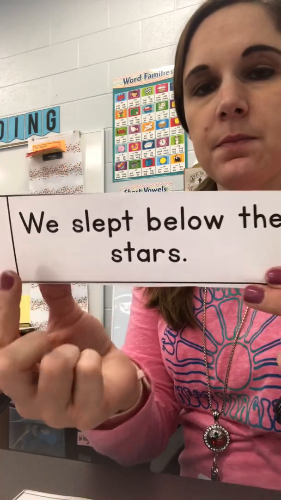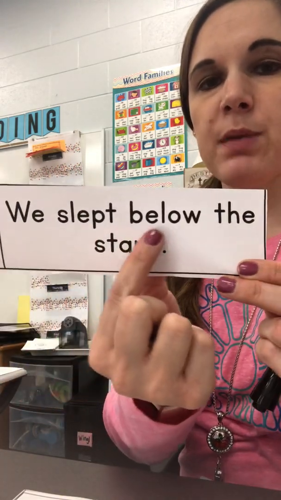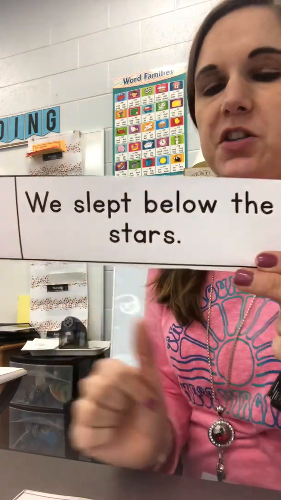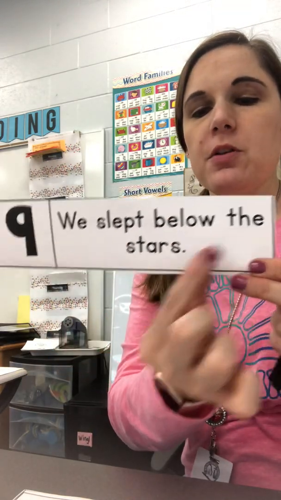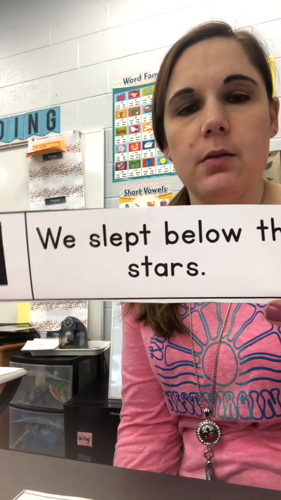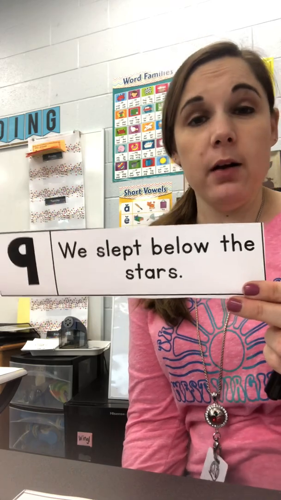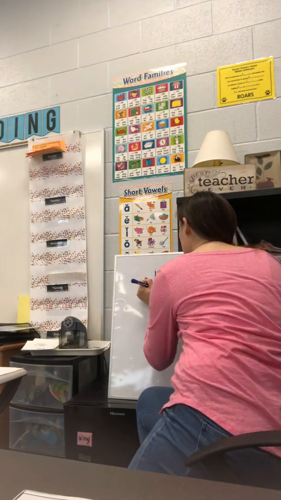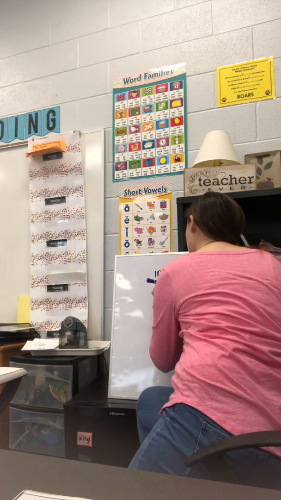Next sentence. We slept below the stars. Oh, they must have gone camping. We slept below the stars. Which word do you think, boys and girls, could pick out the preposition? It might tell us where. Did you say below? If you did, you picked out the preposition.